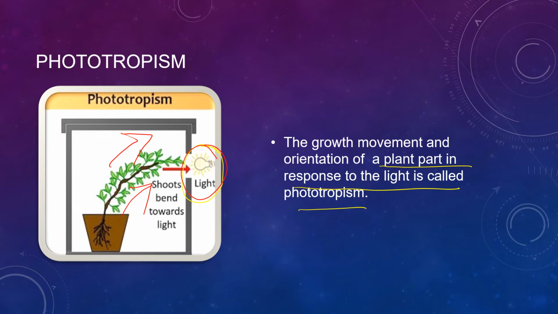Now we always know that the shoot is always moving towards the light and the root is moving away from the light. So this one is positive phototropism and this one is negative phototropism. Anything which is moving towards the light is called positive phototropism, and which is moving away from the light is called negative phototropism. Is it clear to everyone? Now let us see what we are having in the next one.